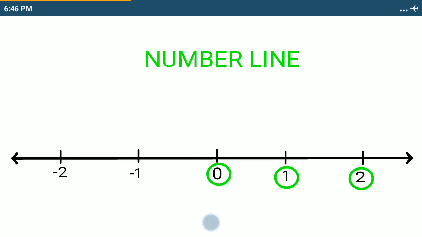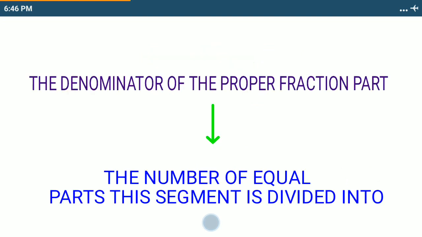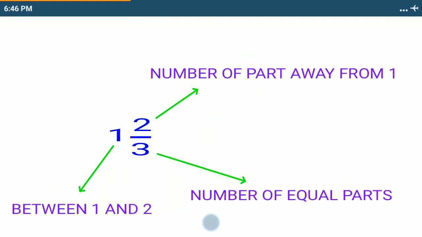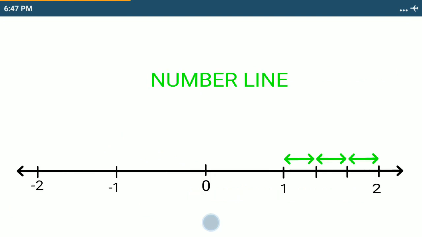Students, the denominator of the proper fraction part tells us the number of equal parts this segment is divided into. Since it is 3, we divide this segment into 3 parts. This segment between 1 and 2 is divided into 3 equal parts.